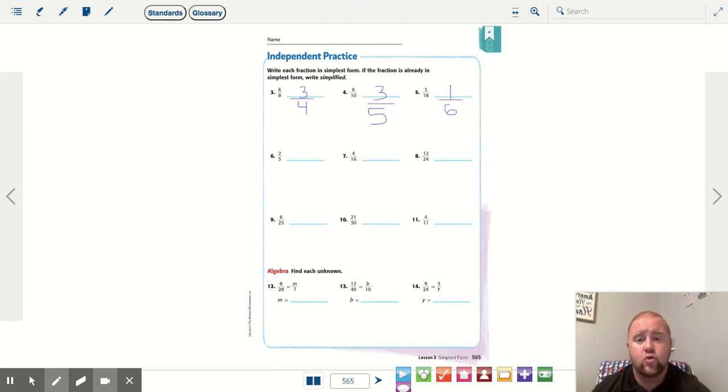So 2 is even, and it's prime, so it only can be divided by 2 and 1. Well, can 5 be divided by 2? Absolutely not. So then this would be in simplest form. Okay, so that's why I put that S there because it's already in simplest form.